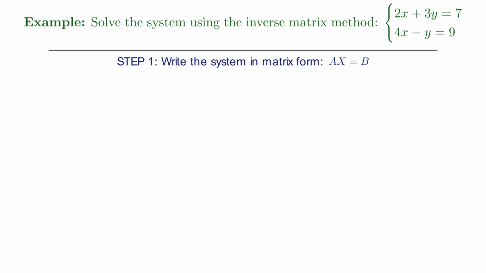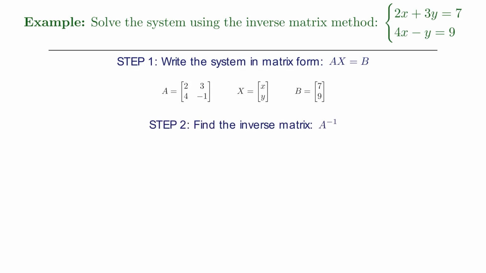Once we have consistent variable order, we can then write down the coefficient matrix. Taking the coefficients from the equations, the first row corresponds to the first equation. We have that A is equal to 2, 3, 4, minus 1. The variable matrix contains the variables, which are x and y. B is our constants, 7 and 9. So the second step is to find the inverse of the matrix A.